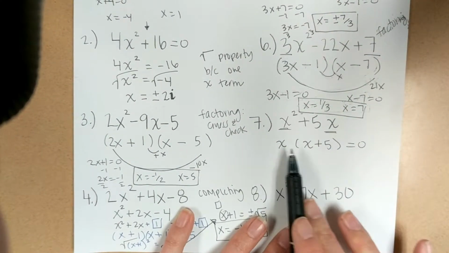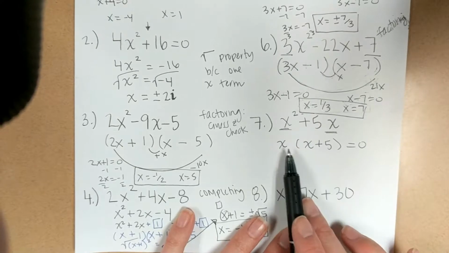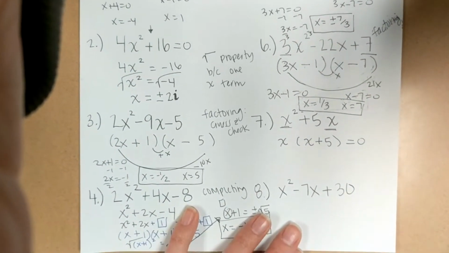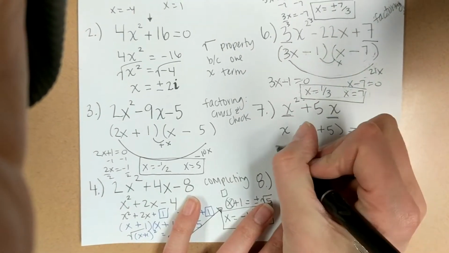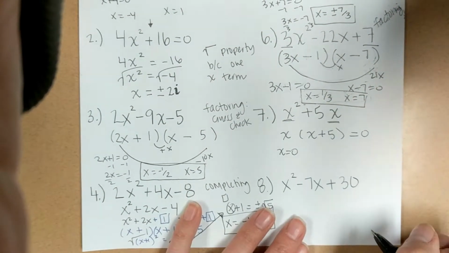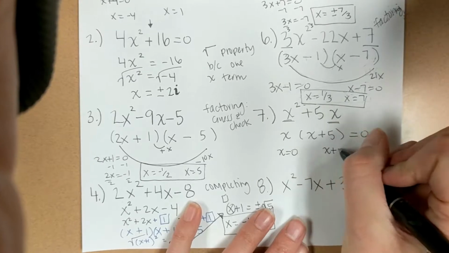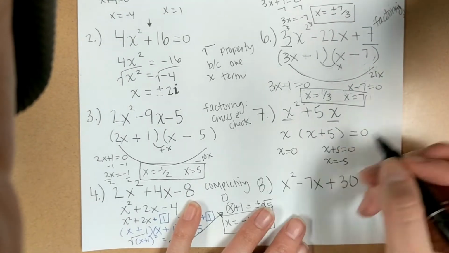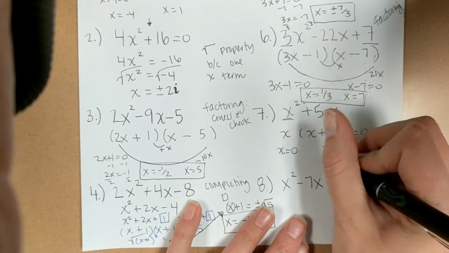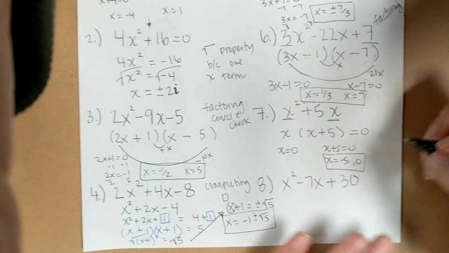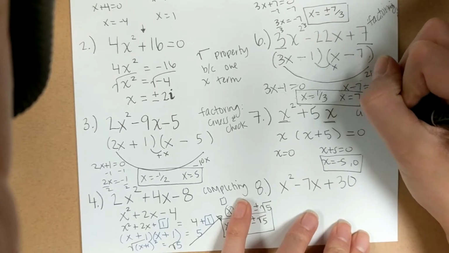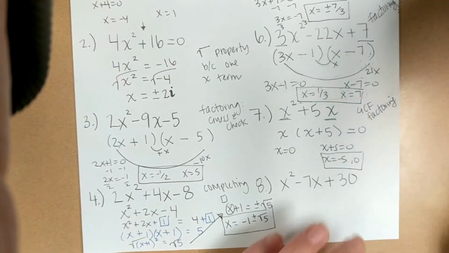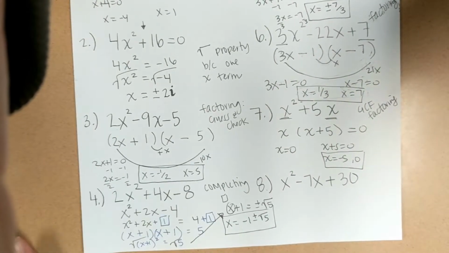Well, I have two factors. The zero product property tells me that if I set each of these equal to 0, then the whole thing is going to equal 0. So I'm going to set x equal to 0, which is just 0, and I'll set x plus 5 equal to 0, which is going to be x equals negative 5. So my answer is x equals negative 5 and 0. So my method here was greatest common factor factoring. And I chose that because I could see that they had a greatest common factor.